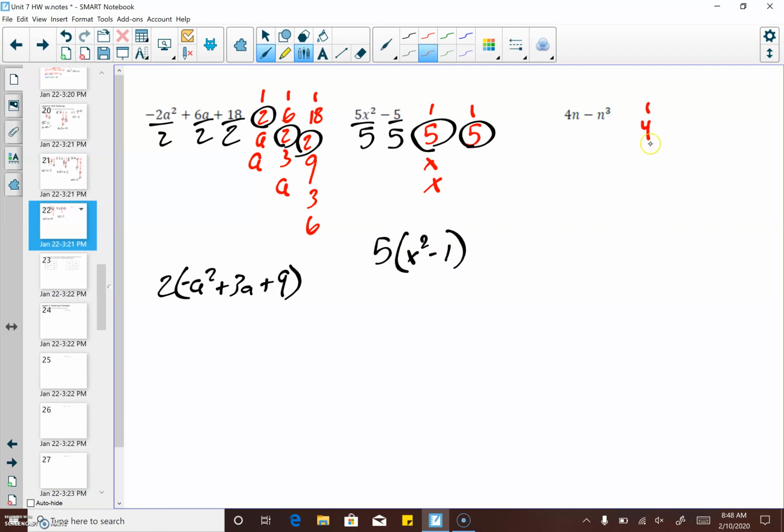We have 1 and 4. We have 2 and 2 and 1 n. And then we just have 3 n's. So we're not going to take out a number GCF here, but we are going to be able to take out an n from both of these. So an n goes on the outside. We end up with 4 minus n squared back inside of our parentheses.